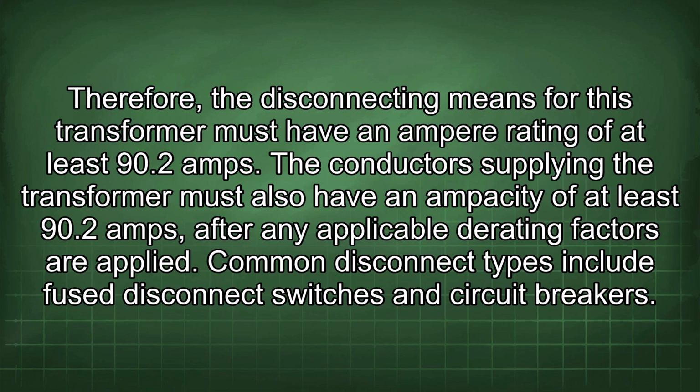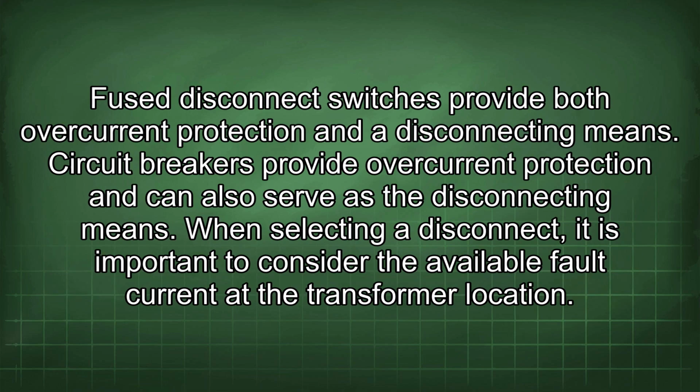The conductors supplying the transformer must also have an ampacity of at least 90.2 amps after any applicable derating factors are applied. Common disconnect types include fused disconnect switches and circuit breakers. Fused disconnect switches provide both overcurrent protection and a disconnecting means. Circuit breakers provide overcurrent protection and can also serve as the disconnecting means.